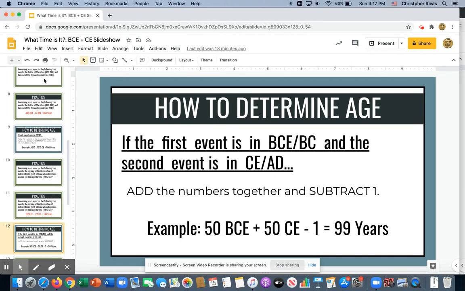Okay, finally, what if the first event is in the BC or BCE and the second is in CE or AD? Really simple. You're just going to add the two numbers together and subtract 1. So for example, if an event began in 50 BCE and ended in 50 CE, you're going to take those two numbers, 100, subtract 1, and you get 99 years.